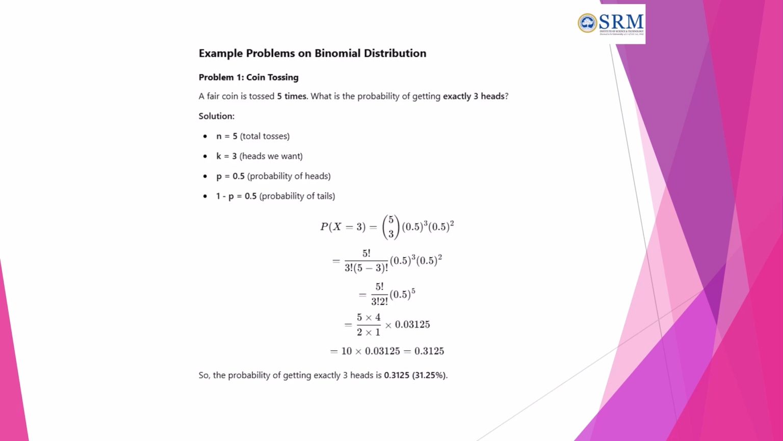Let's look at an example with a coin tossed 5 times. We want to find the chance of getting exactly 3 heads. Since the coin is fair, the chance of heads or tails is the same, 50%. We use the binomial formula to calculate this. First, we figure out how many ways we can get 3 heads out of 5 tosses, which is 10 ways. Then, we multiply this by the chance of getting heads 3 times and tails 2 times. When we do the math, the result is about 31.25%. So there's about 31% chance of getting exactly 3 heads in 5 tosses.